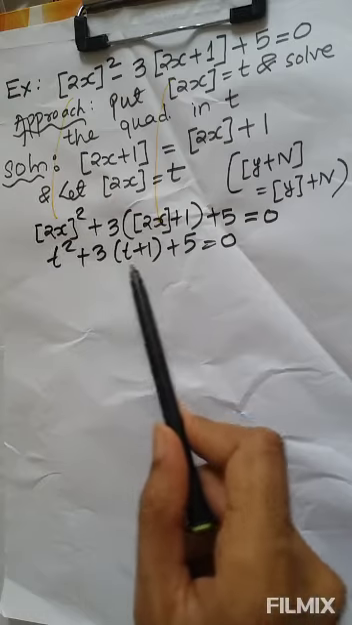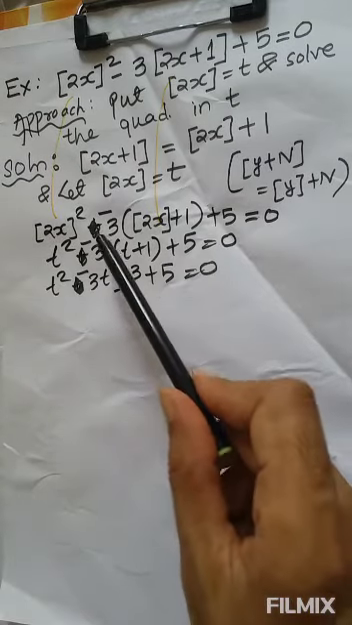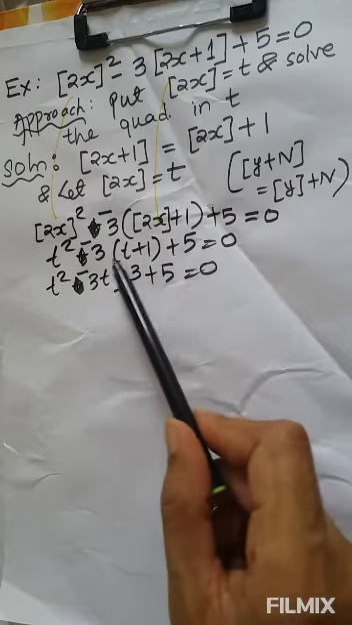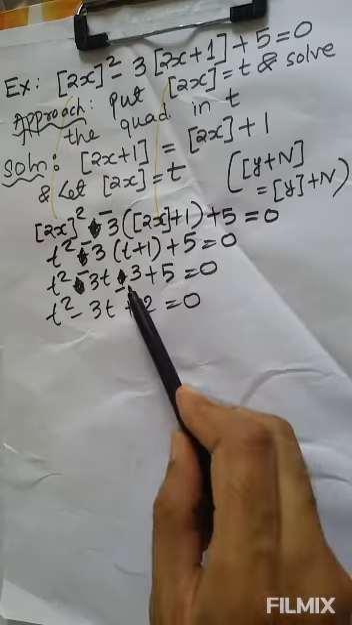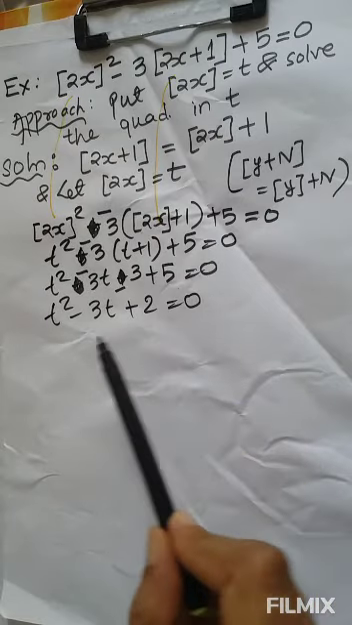So which is t square plus 3 times (t plus 1) plus 5 equals 0. It is a minus sign, so minus 3t minus 3 plus 5 equals 0. So minus 3 plus 5 gives you plus 2.